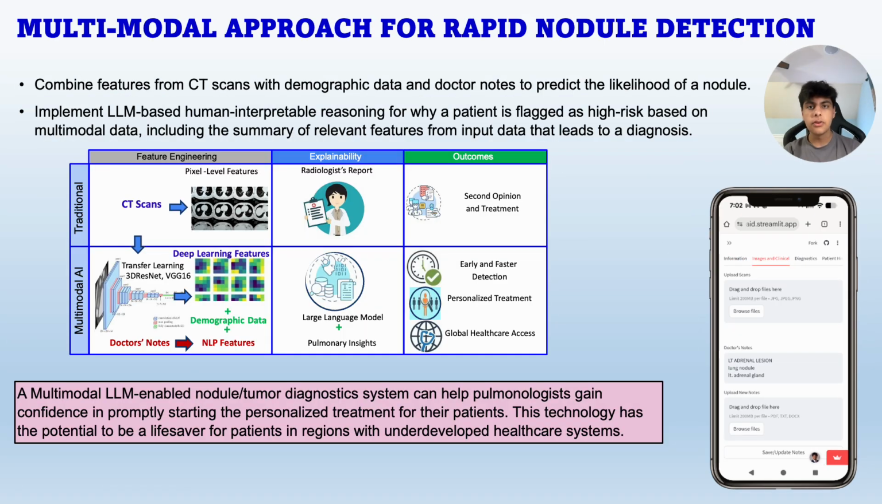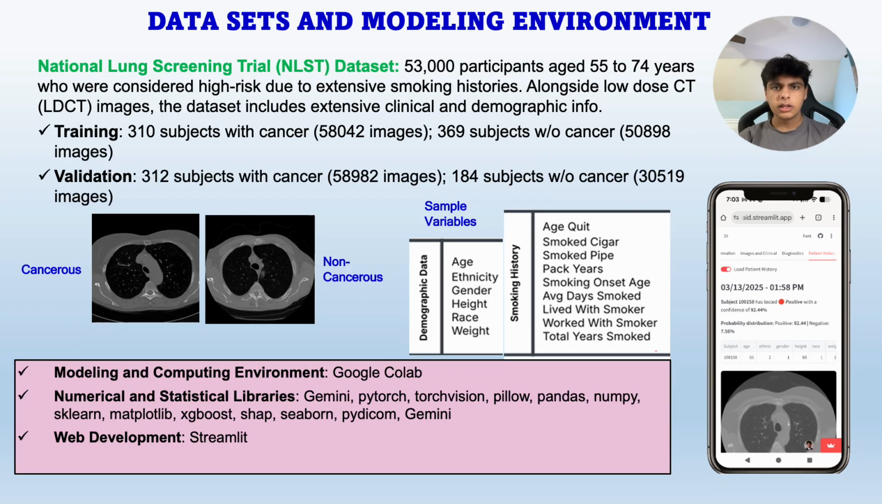PulmoAID addresses this through AI-driven disease diagnosis, which not only reduces the time but makes it almost instantaneous. In addition to that, it uses a multimodal approach, which not only looks at the CT scans but uses a holistic view to get a good interpretation of the patient's history as well as their family's history. The dataset used was from the National Institute of Health, had 53,000 participants and around 200,000 images.